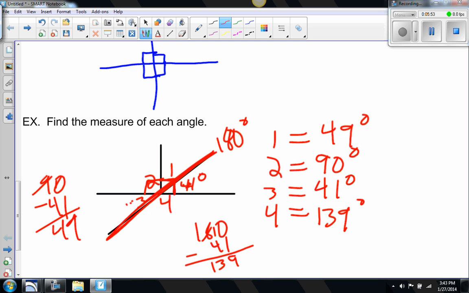Those are the types of things that we're going to be doing tomorrow in class. We're going to look at different pictures and use our rules to be able to figure out the angles that are missing.